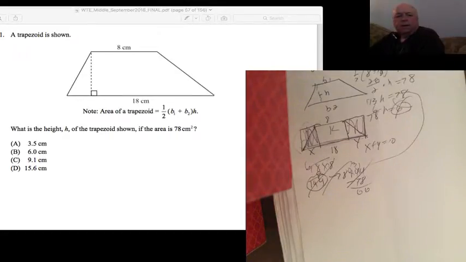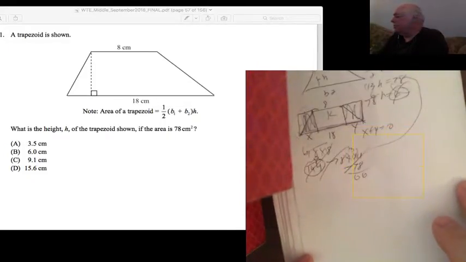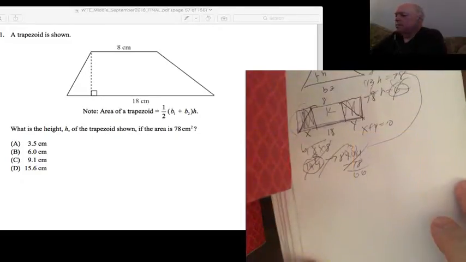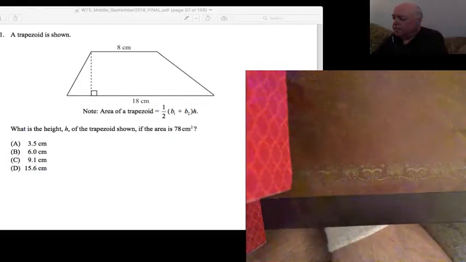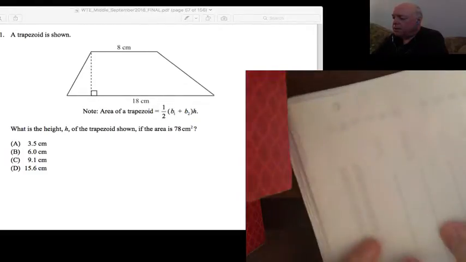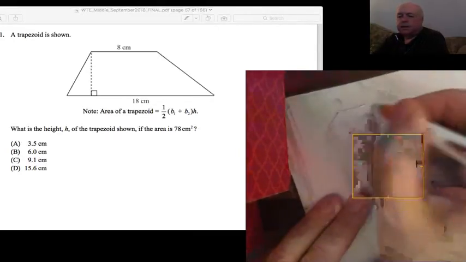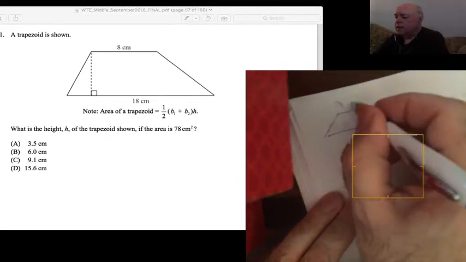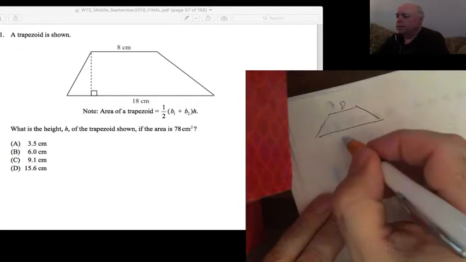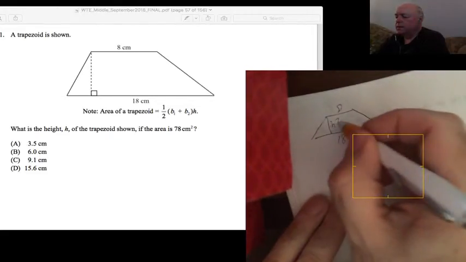We're talking about solving this without using the equation. Let me start over because I'm not sure where I was up to there. So let's redraw the figure. We have a trapezoid. We know one base is 8 centimeters. The other base is 18 centimeters. They're giving us a height. We don't know what the height is. We also know the area of the whole thing is 78 centimeters squared.